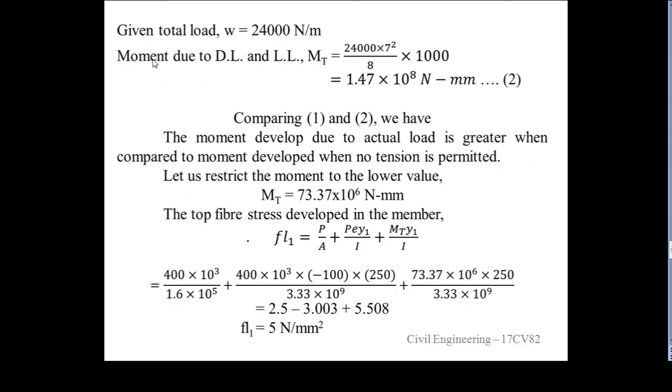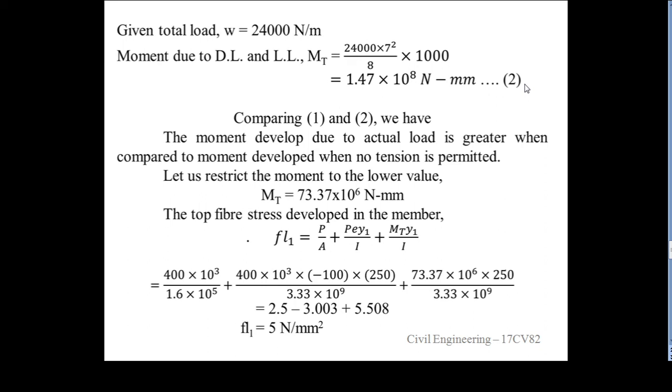Then, given the total load W is equal to 24,000 Newton per meter, the moment due to dead load and live load, that is MT, is equal to 24,000 into 7 square, the span is 7 meter, that is 7 square divided by 8 into 1000. This leads to 1.47 into 10 raised to 8 Newton mm. That is equation number 2.